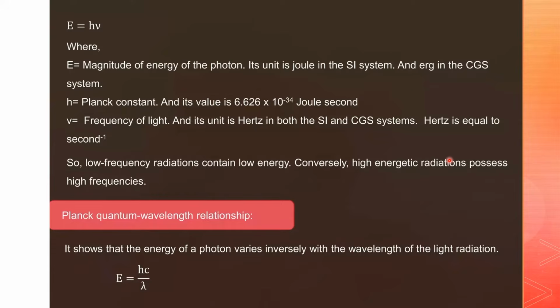Okay. So, low frequency radiations contain low energy; conversely, high energetic radiations possess high frequencies. So, what is the relationship between the energy and lambda, or wavelength? We know that E is h nu. If we substitute nu, the frequency, by c by lambda, where c is the velocity of light and lambda is the wavelength of the light radiation, you can convert E is h nu to E is h c by lambda. Here lambda is the wavelength of the light radiation.